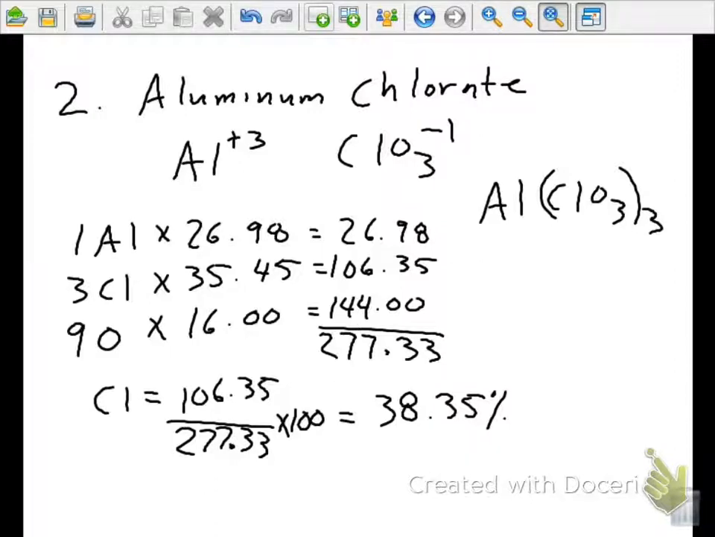The question's asking the percent chlorine. So the overall mass of chlorine is 106.35. You would take the 106.35 divided by the total times 100. And then once you do that, you get the percent of chlorine, and it's 38.35%.